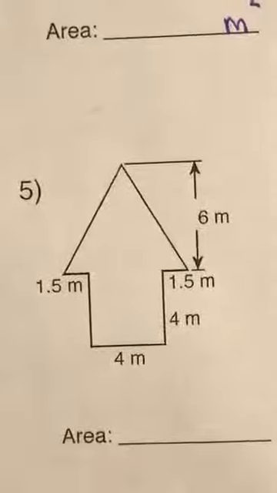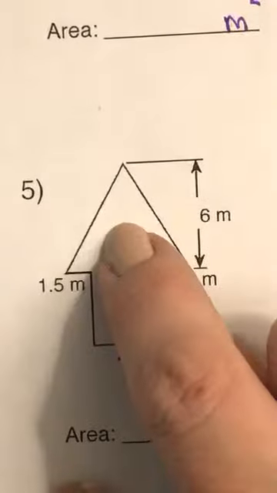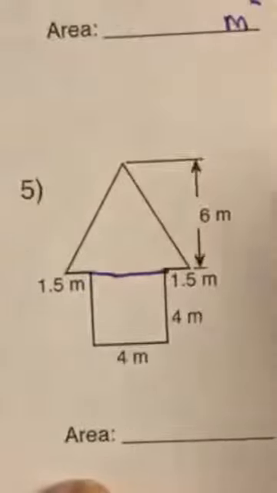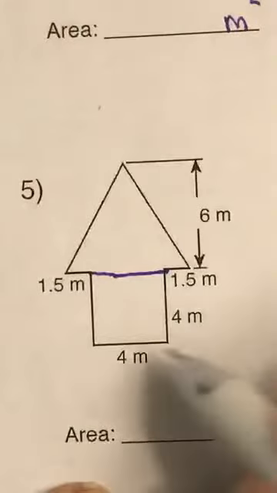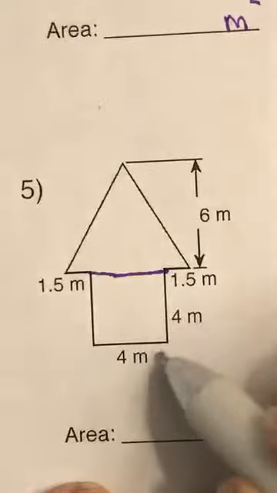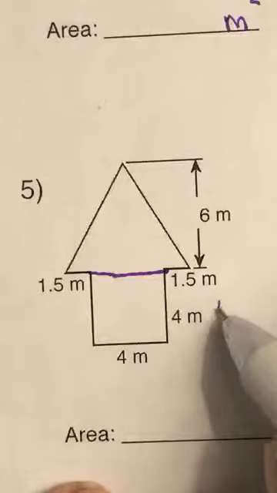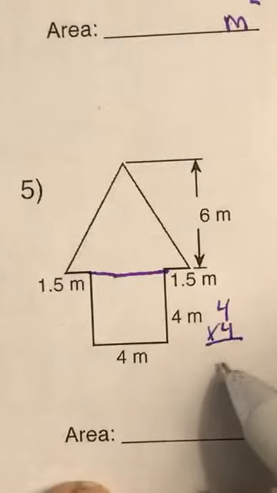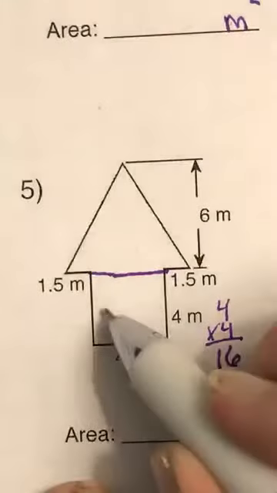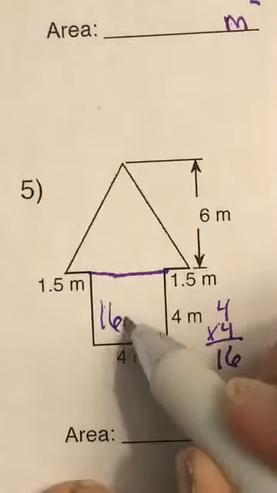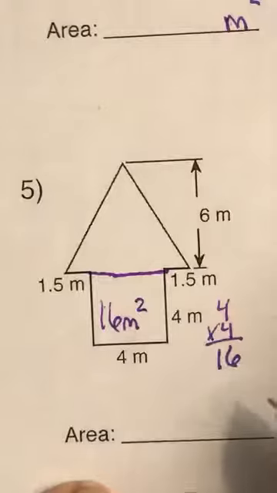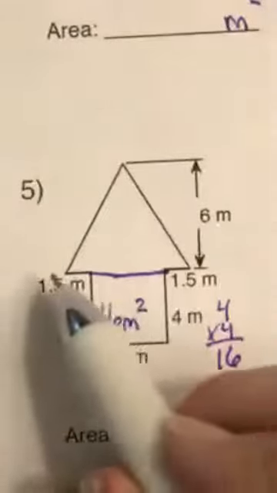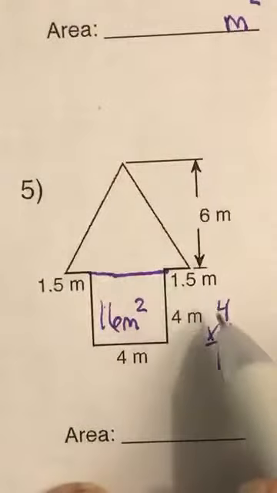The next one, we also have a triangle and a square. So let's separate them out. Now your square is 4 by 4. 4 times 4 is 16. So we know its area is 16 meters squared. Now the triangle, we need to get the base, so let's look at it.